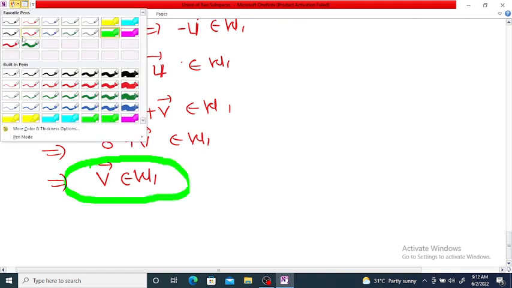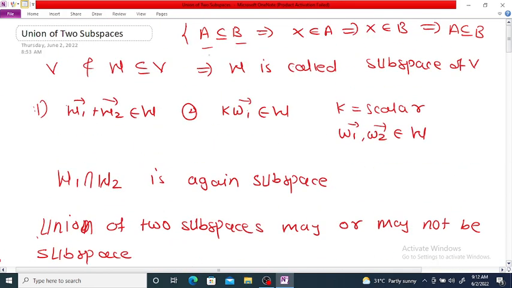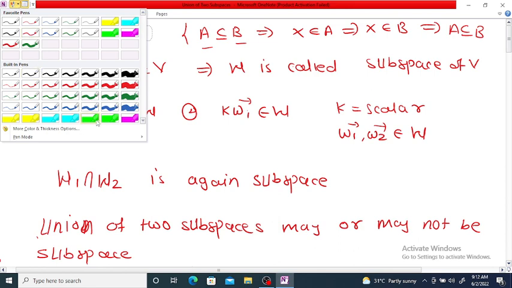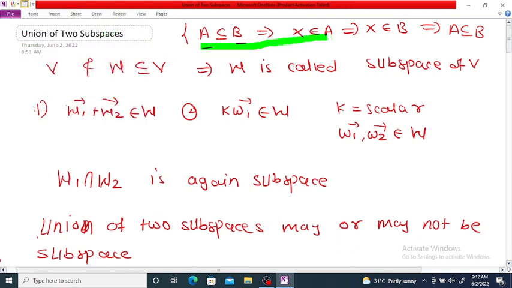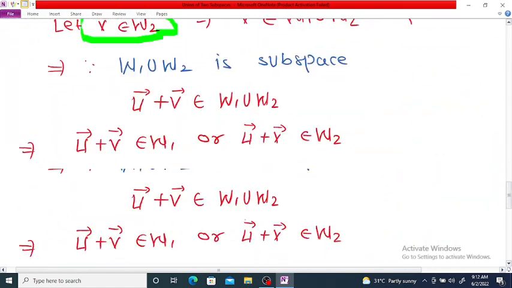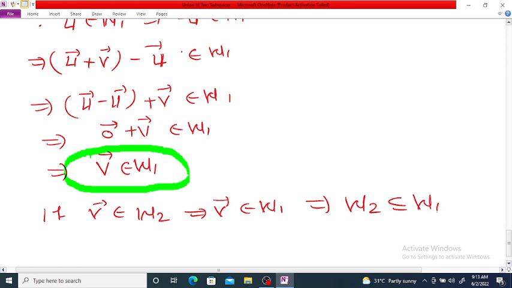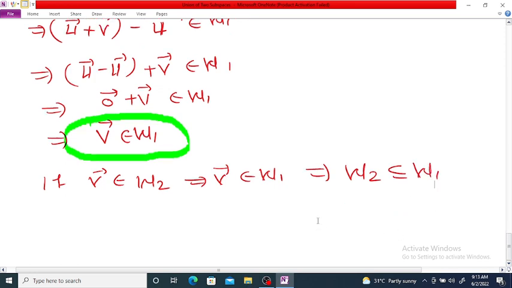So by using the definition of subset, how to show subset? This is the definition of subset: if A is a subset of B, if x belongs to A then x is an element of B, then we can say that A is a subset of B. So by using the same logic, since if v bar belongs to W2, then v bar belongs to W1, and therefore W2 is a subset of W1. Therefore if W1 is not a subset of W2, then W2 is a subset of W1, and hence proof.